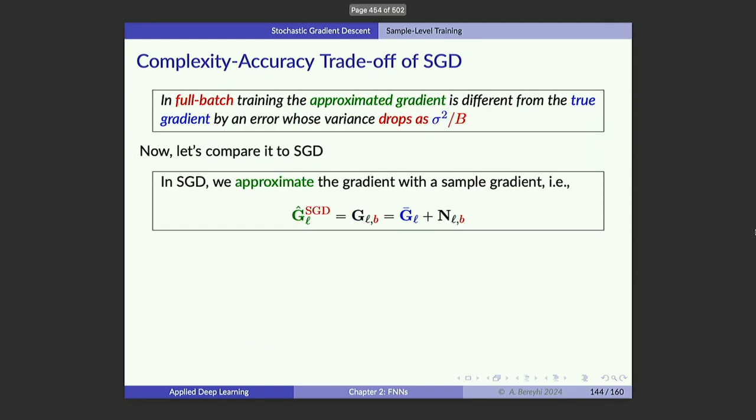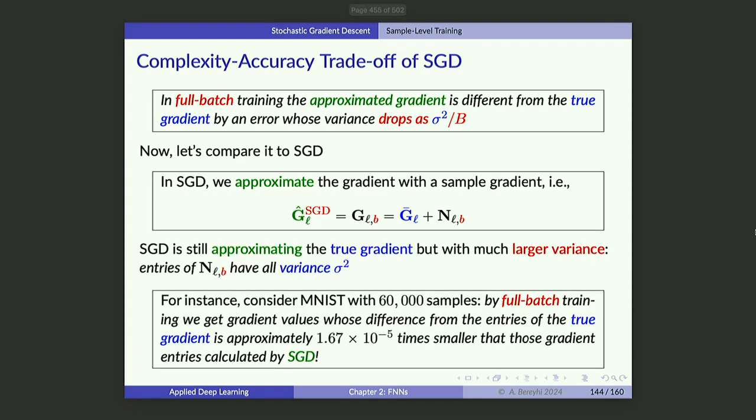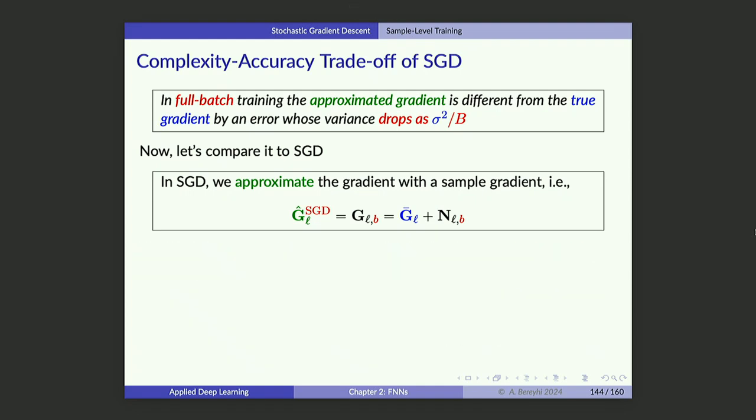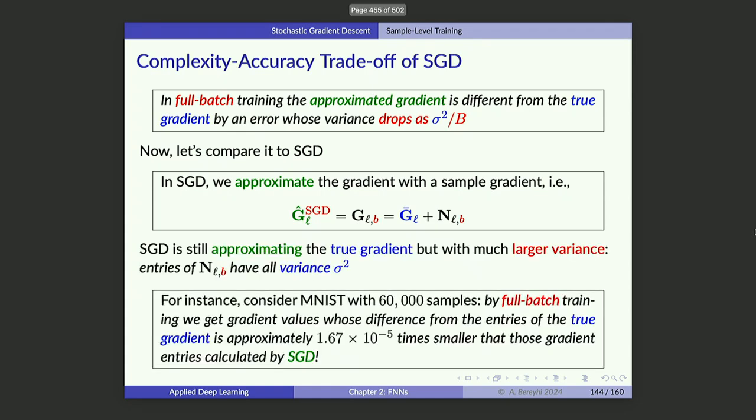So this is going to end up with a trade-off: in the full batch training, you have sigma squared divided by the number of points in your batch. But in stochastic gradient descent, you have sigma squared, the original error, right? And to have an idea how different they could be, just think of the MNIST dataset. I told you it has 60K data points. And the difference is of this order, 10 to the power minus 5. Okay?